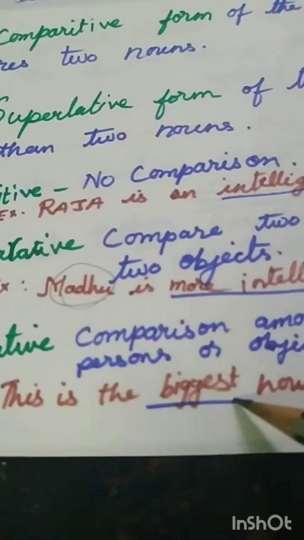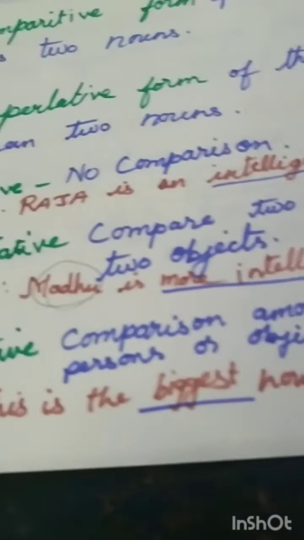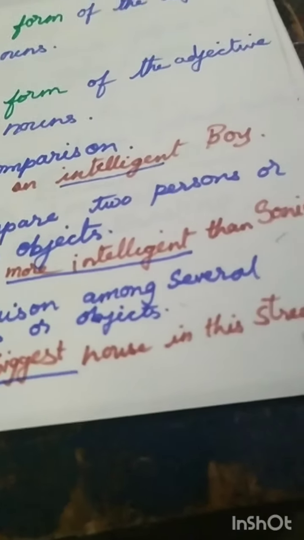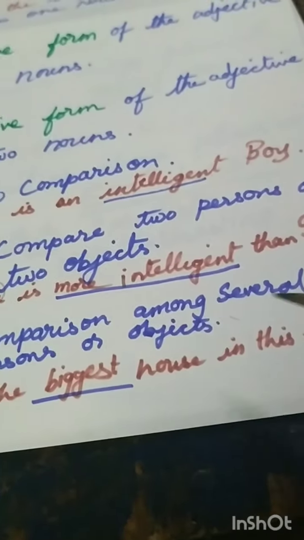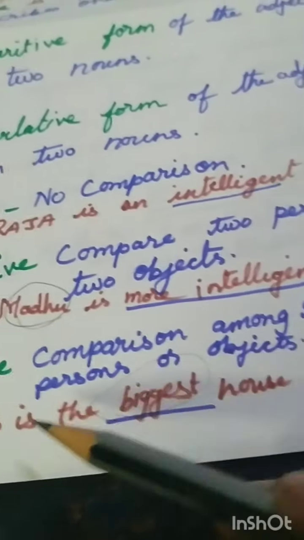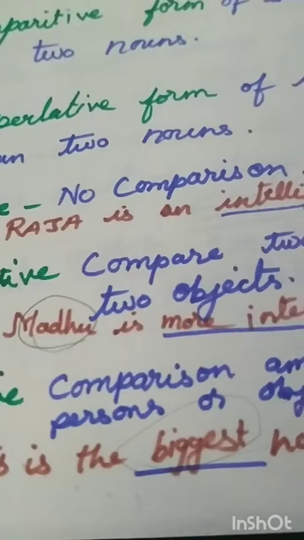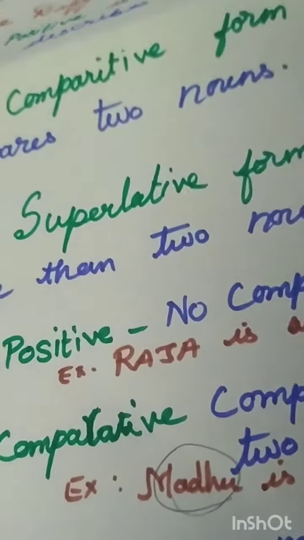Then the superlative is a comparison among several persons or objects: this is the biggest house in the street. In one street, which is the biggest house? This is the house. So this is the biggest house in the street. This is the comparison of all together.